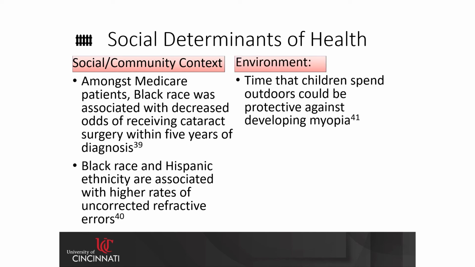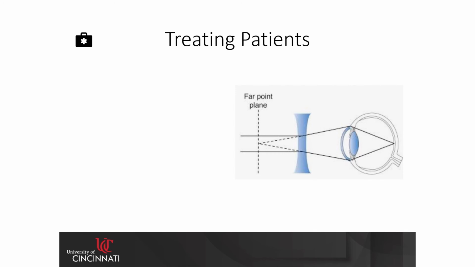The final social determinant we will consider is environment. Many, though not all, studies have found that time spent outdoors can have a protective effect against developing myopia. Therefore, children who choose not to or are unable to go outside could show a higher incidence. With a deeper understanding of the social determinants of health, we now move on to guidelines for treatment.